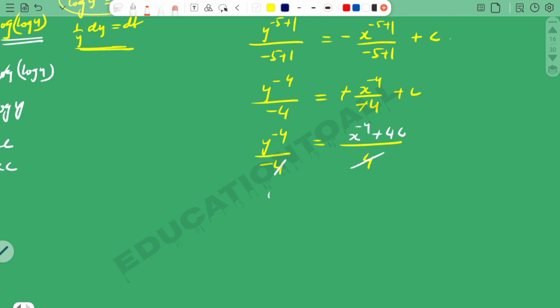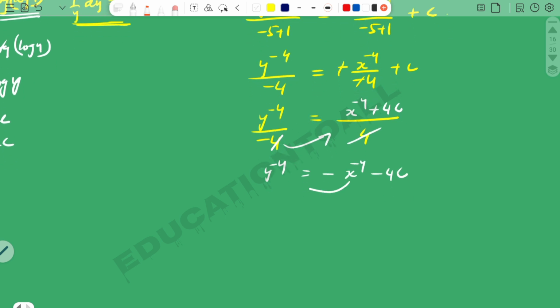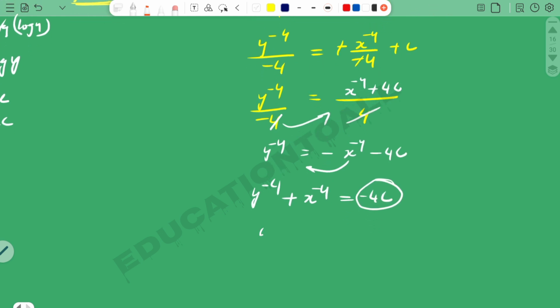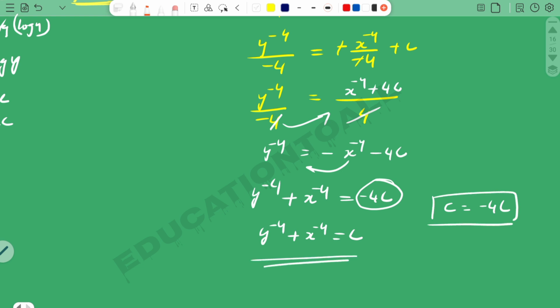Write the next step. So we get y power minus 4. Giving this negative to the opposite side, minus of x power minus 4 minus 4c, and the x power minus 4 sending to the left side, we get y power minus 4 plus x power minus 4, which is equal to minus 4c. And this minus 4c we write as an entire constant, therefore y power minus 4 plus x power minus 4 is equal to constant, where c is equal to minus 4c, we are just considering that. Therefore this is the required general solution of the given question.